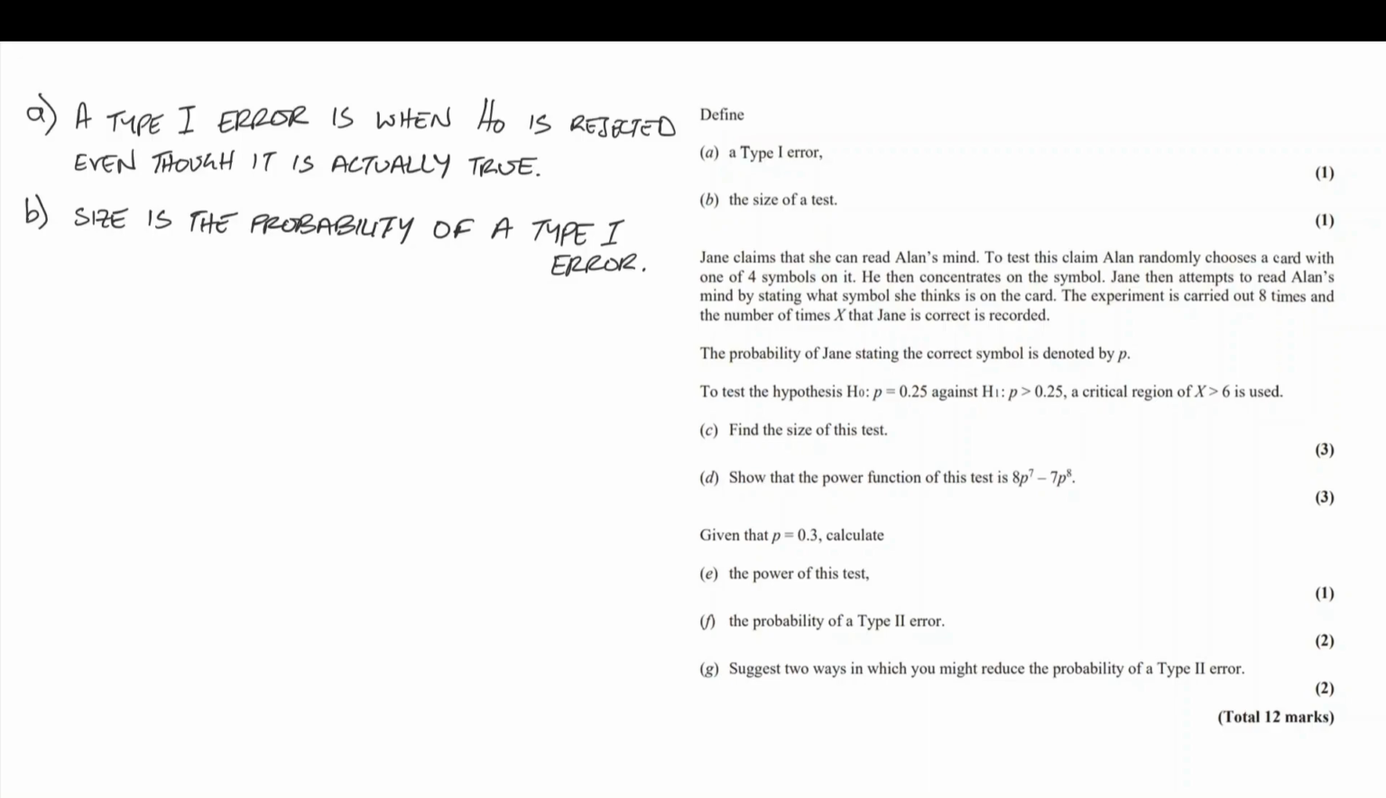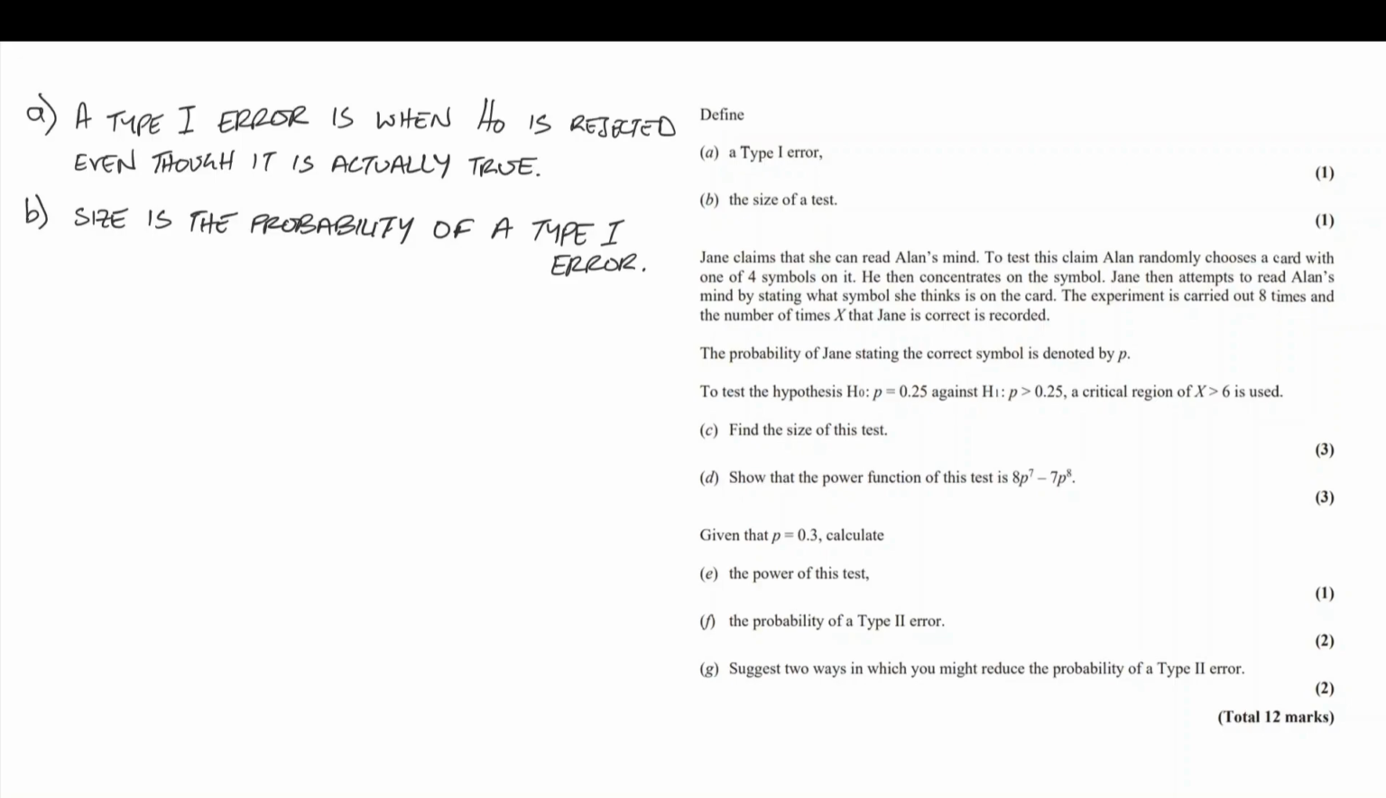A hypothesis test is carried out, and the null hypothesis used is that P equals 0.25. The alternate hypothesis is P is greater than 0.25, and there's a critical region where X is greater than 6. A lot of information there, and we've been asked to find the size of this test.